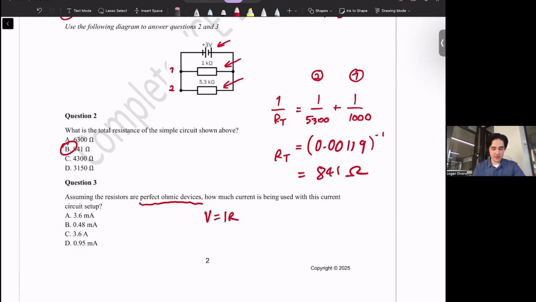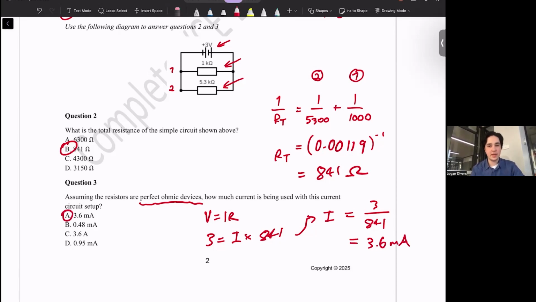So if you plug everything in, we already know our total resistance, it's 841 ohms. And our voltage is 3 volts. So 3 equals I multiplied by 841. Make that nullify 1. So that means that I is going to be equal to 3 over 841, which happens to be 3.6 milliamps. Answer A.